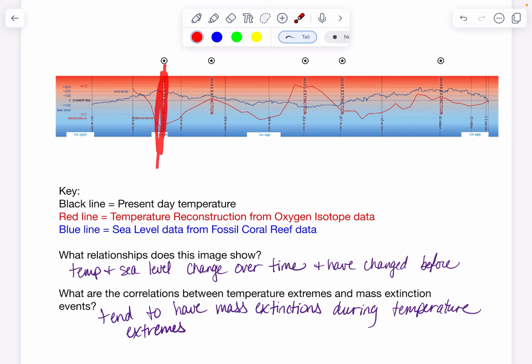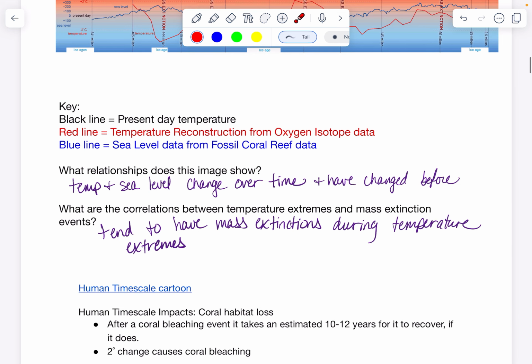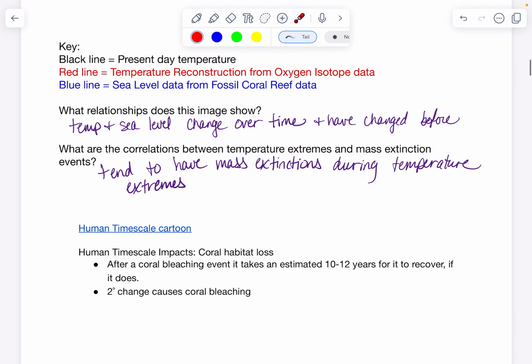we have a mass extinction when it was really cold. We have a mass extinction when it was really hot. We had a mass extinction when it was really hot. We had a mass extinction, not when it was the coldest, but just before it was the coldest, and again once it started warming up again. So every time we have one of these temperature extremes, we get a mass extinction event. Now, the difference between then and now is that those mass extinctions took thousands of years, and now we're seeing it happen on a much more human time scale, very, very quickly.